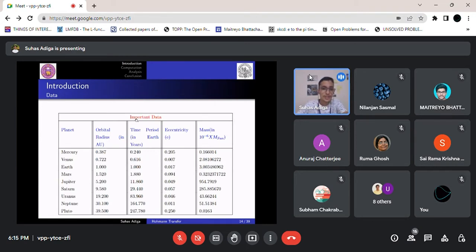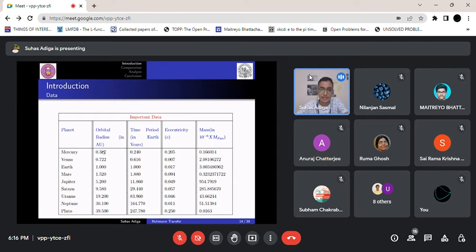So these are some of the data we have taken for the simulation. You can see there are around 9 planets. Though Pluto is not a planet, let's just consider it. We'll not show partiality with Pluto. Mercury is at an orbital radius of around 0.387 astronomical units. It is always measured from the Sun. We assume the Sun to be at one of the foci, and then we measure the distance, right?